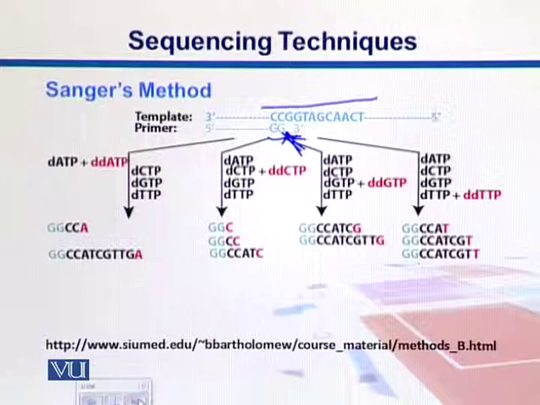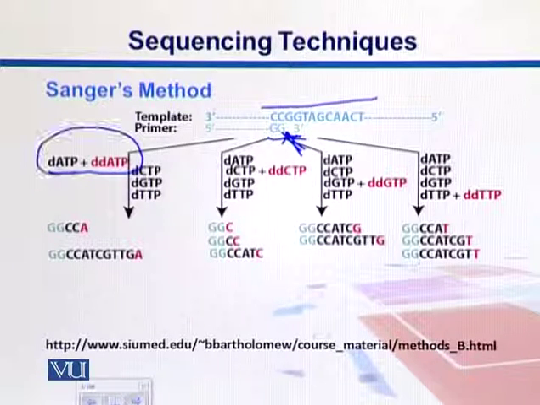We set up 4 reactions where in each reaction tube we have primers and we have all the nucleotides, except that for one of the nucleotides, say for example here for adenine, we add a dideoxy also. So dideoxy is actually the chain terminator. Rest of them they are the normal nucleotides. In the second tube we add the dideoxy for cytidine, and in the third we add for guanine, and in the fourth we add for thymine.